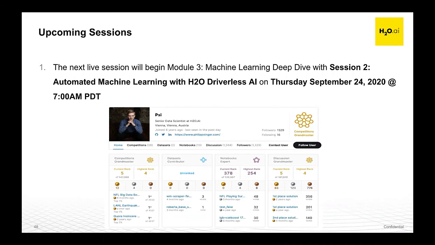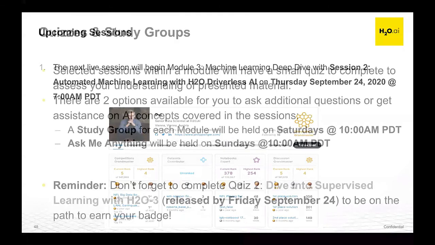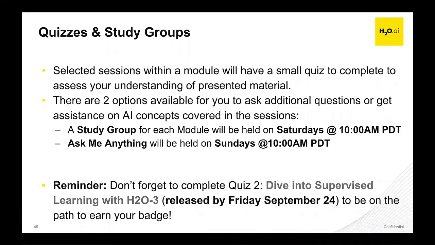Kaggle is basically a platform having more than 5 million data scientists who work towards solving machine learning problems. He is currently ranked number 5, and he has been winning a lot of competitions, and it'll be great for you to interact with him and ask him questions. So he'll be taking that session on 24th. And again, there's going to be a study group and AMA session where you can ask your doubts pertaining to the session and anything related to H2O-3.